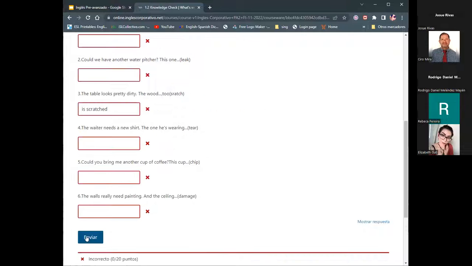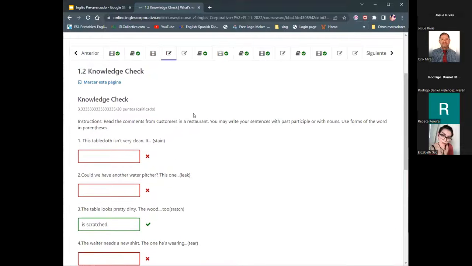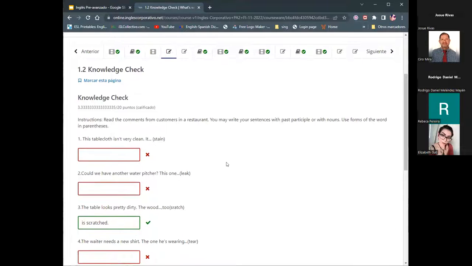Let's see, has scratches. Now the period, right? Yes, so has scratches. It's okay. You just need to write it with a period. And is scratch, it's okay too, but you need to write it with a period in it. Is scratched. Do you have any other question, any other doubt about section one or section two?